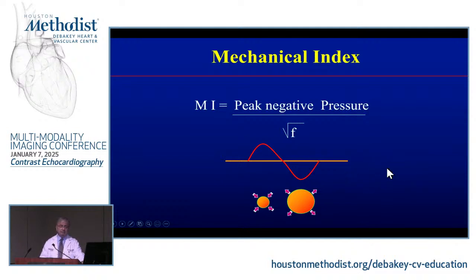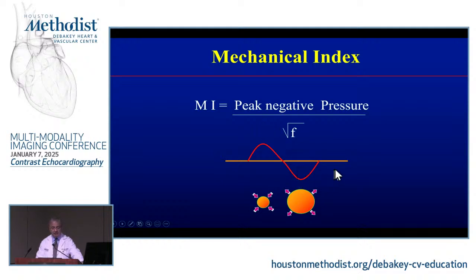In general, before contrast utilization, we did not think of the mechanical index. The mechanical index is basically how powerful the ultrasound beam is that is being sent to the body for you to image it. It is the peak negative pressure divided by the square root of the frequency of the beam itself. So if you have a higher pressure, the magnitude of this wave would be larger, both ways, positive as well as negative.